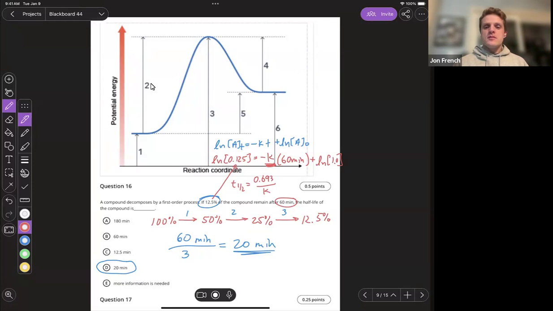So it would be a little bit longer, but you could solve this problem both ways. If it wasn't a nice half-life, you would have to use the second way to solve the problem. You have to find the rate constant and then use the half-life equation with that rate constant to find the half-life for this reaction.